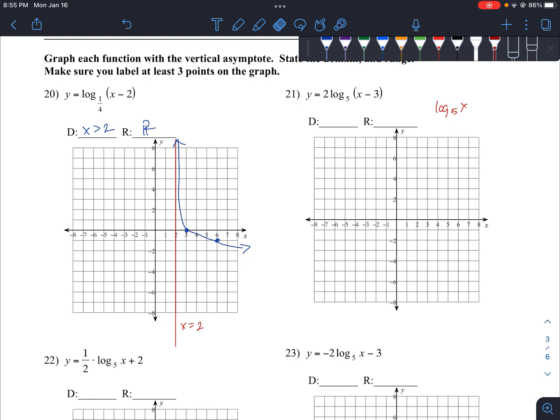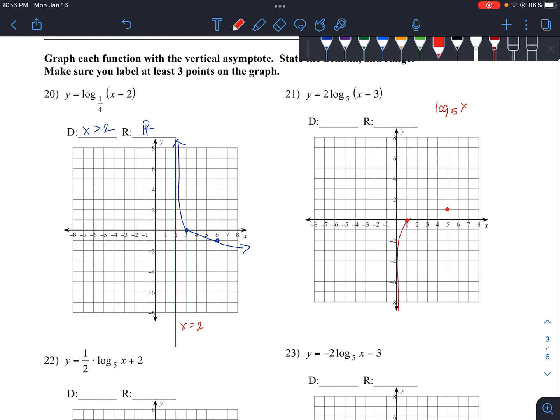We always start with this point right here, 0, 1, or 1, 0 in this case. And because it's the base of 5, it will be right here. Just to explain that, if it were 5 to the x, the first point would be 0, 1, and the next point would be 1, 5. And because this is a logarithm, its inverse, we switch the points, so 1, 0 and 5, 1, right there. So this right here is logarithm base 5 of x.